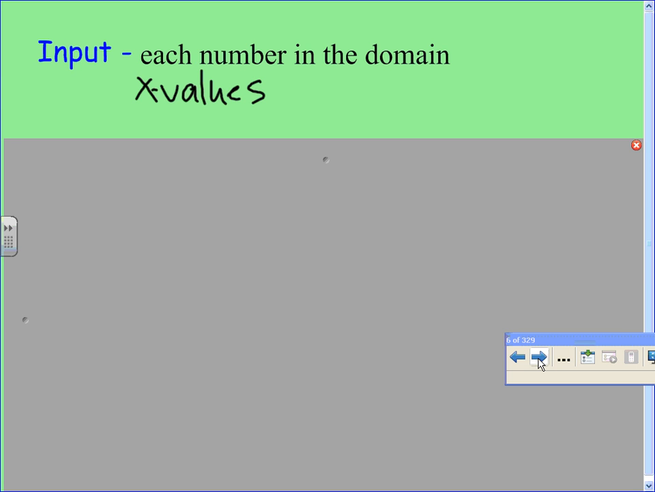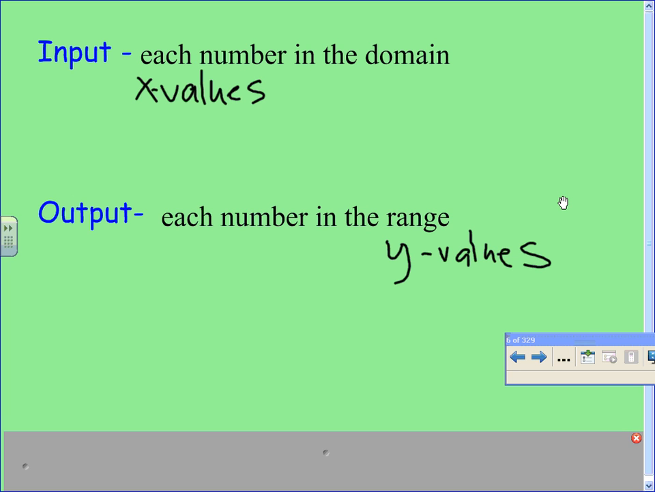Okay, so that's input. So yeah, as Donatus said, output is each number in the range, which are the y values. I always think of this as you typically plug the x values in to get an answer, which is the y value. X goes in, y comes out. So with the function man, which I'll show you after this slide, that will help you to see and remember the input and output values.